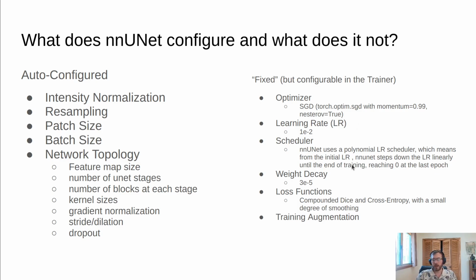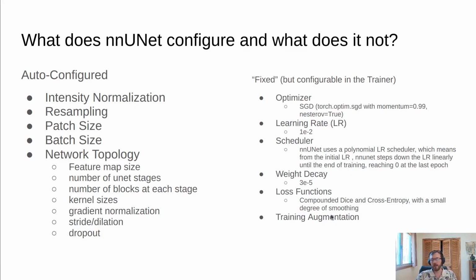Weight decay is hard set. You can modify that if you want. Also pretty easy. You just modify it in the trainer. And then your loss functions by default are just a compounded loss of dice and cross entropy. There's a very tiny degree of label smoothing there, not a ton, and that also is configurable.